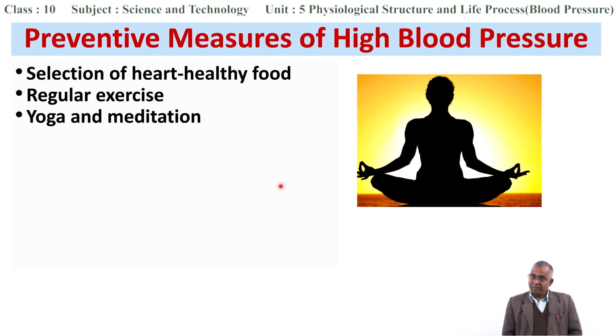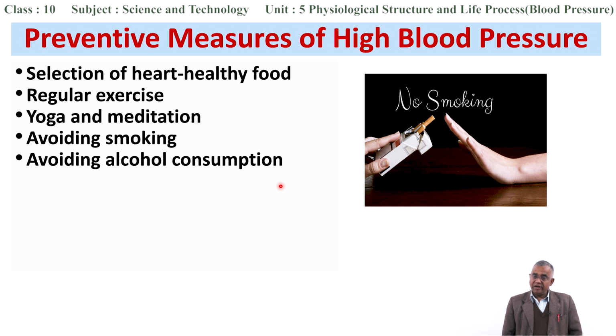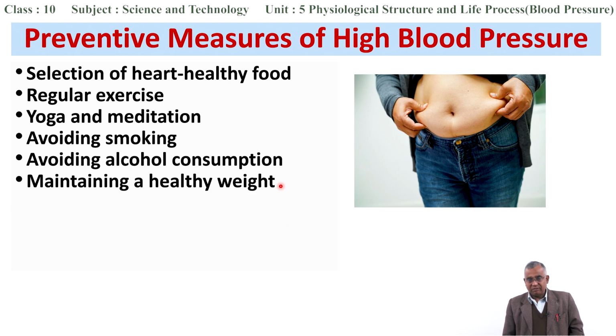So yoga, meditation, avoiding smoking. Yes. Next one is avoiding alcohol consumption. Because they are directly related to those causes, I think it is easy to understand. Maintaining a healthy weight. Yes, maintaining a healthy weight means we have to reduce being overweight. Healthy weight doesn't mean that only if you are very fat then you are healthy. Yes, overweight should not build up in our body. We should maintain our BMI.